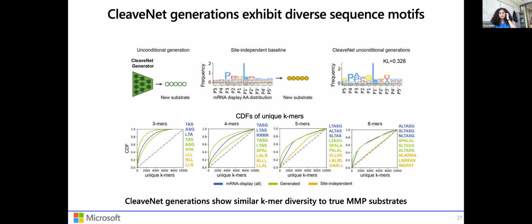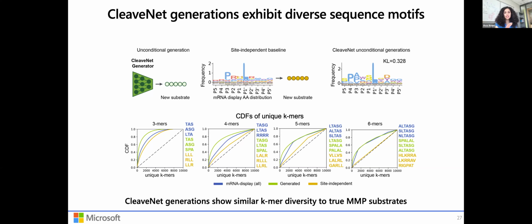And so this is a visualization of that behavior here, where you can appreciate that at short k-mer lengths, so for a motif or a subsequence of length 3, all three of these methods, whether they are CleaveNet generations, the true mRNA display sequences, or this baseline, quickly saturate and capture the complete space of these possible 3-mer subsequences.